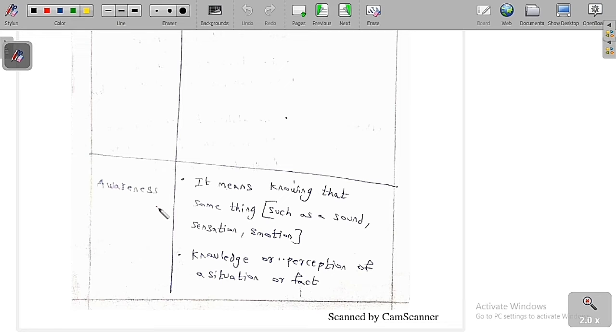Awareness means knowing that something exists, such as a sound, sensation or emotion, or the knowledge or perception of a situation or fact. If you know what is happening around you and you know what to do at that instant, it may be either consciousness or awareness. So awareness is the correct synonym of consciousness.